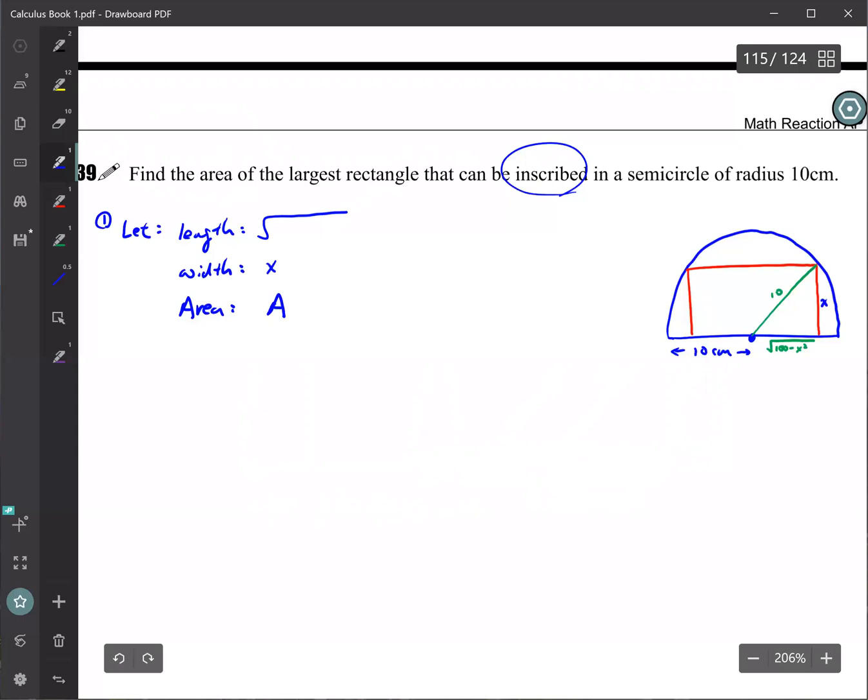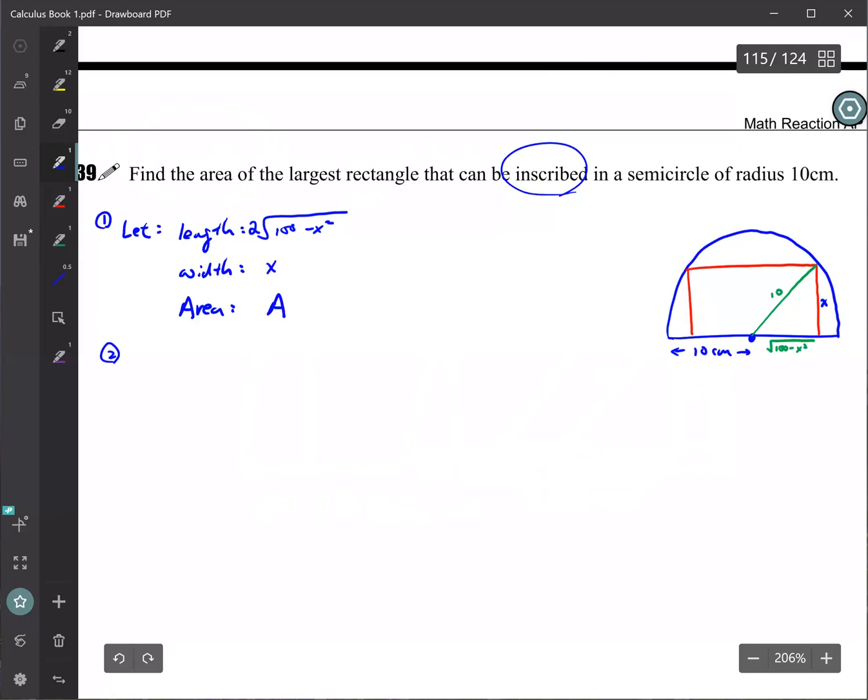100 minus x squared, right? So that's how you set up something like this, right? You pretend it's a number. You pretend the width is a number, and then you think about how you can use it to find the other side. And we need to multiply by 2. Right? Any questions so far?